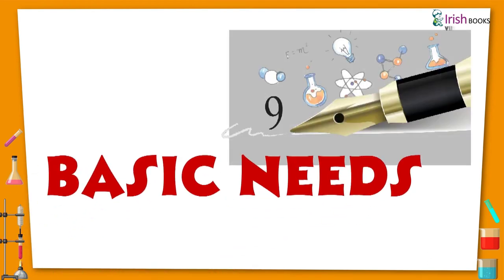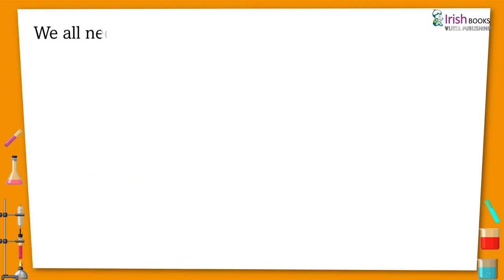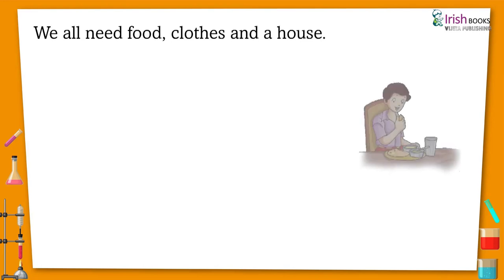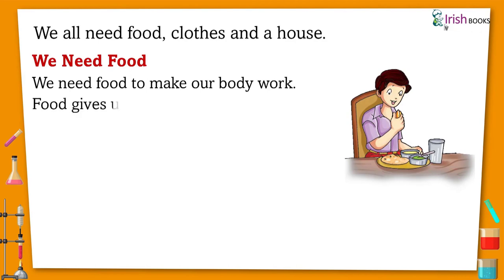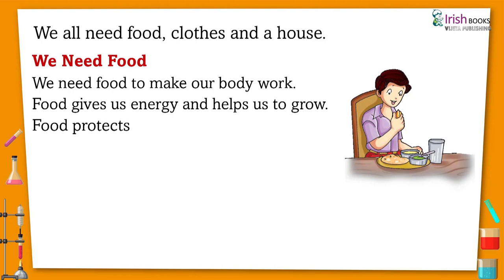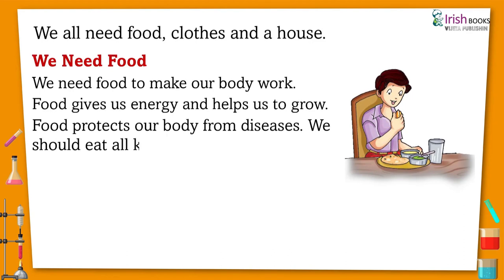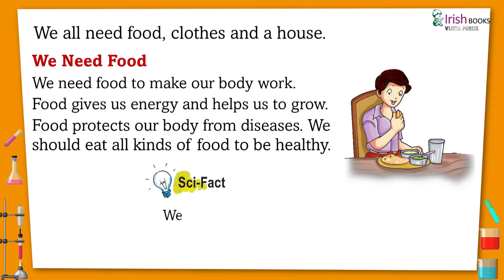Chapter 9. Basic Needs. We all need food, clothes, and a house. We need food. We need food to make our body work. Food gives us energy and helps us to grow. Food protects our body from diseases. We should eat all kinds of food to be healthy. We should take healthy diet.